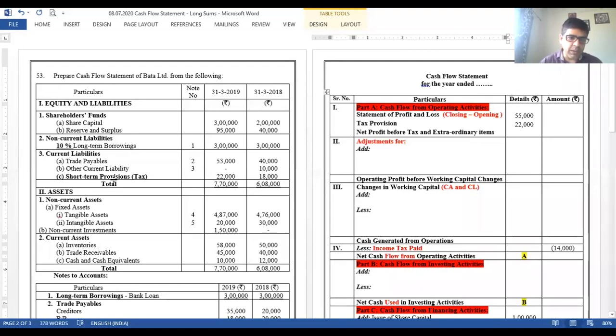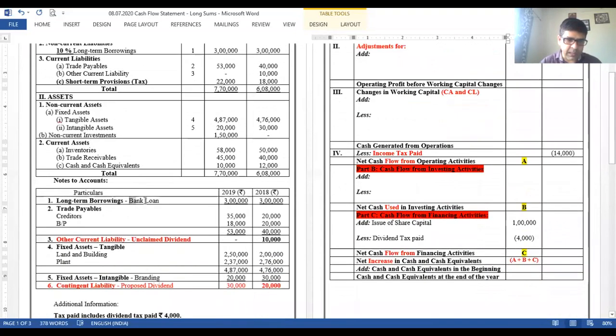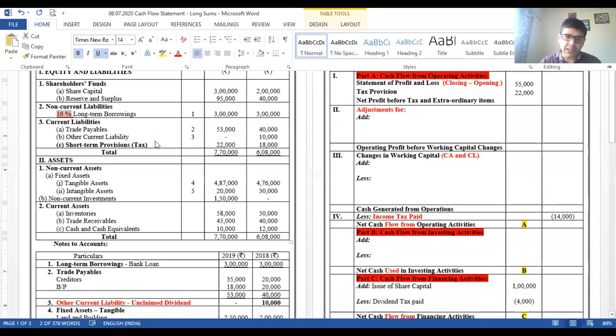Now over here, long-term borrowings. Okay, note number 1. Let us go to long-term borrowings. We can see that it's a bank loan given. The amount is 3 lakh and 3 lakh. There is no change in the amount. So when there is no change in the amount, we need not entertain this type of particular amounts in the cash flow statement. That means it has no effect on cash flow, right? But again, this 10%. Okay, so this is 10% given to us.